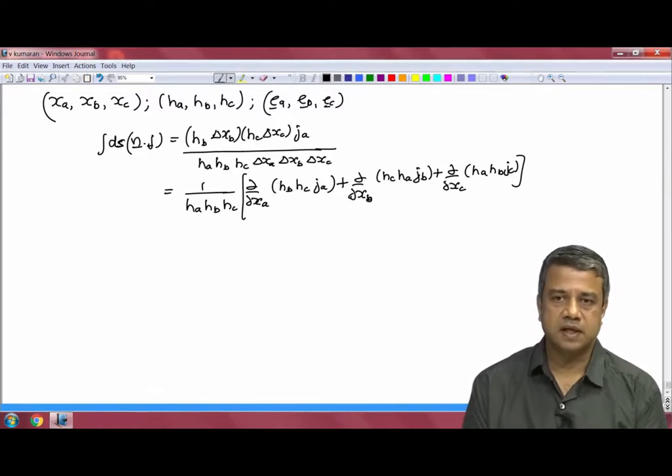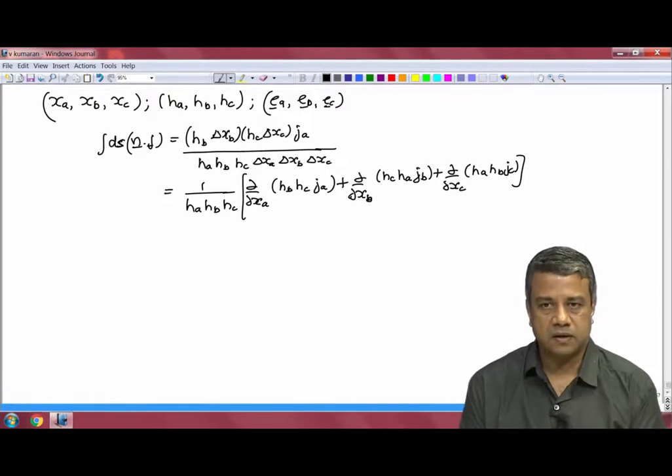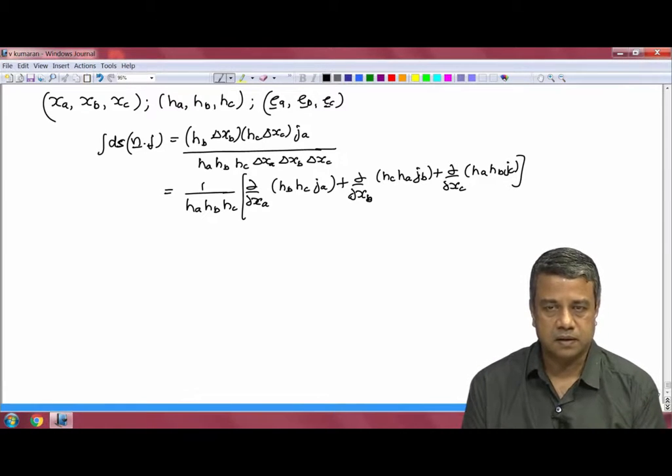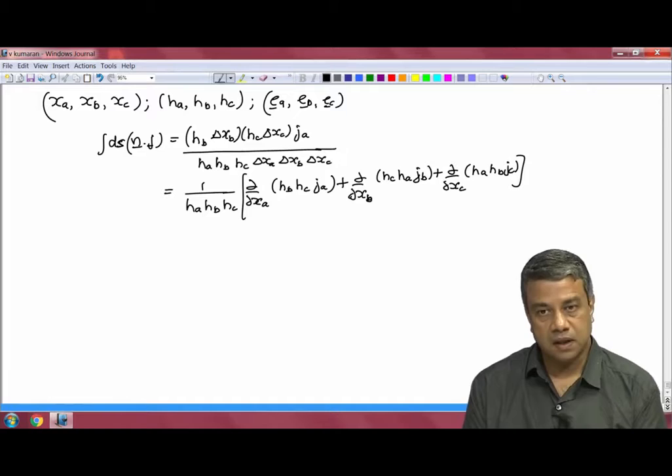And that is because it is the integral over the surfaces of n dotted with the unit vector, outward perpendicular to the surface, divided by delta v.